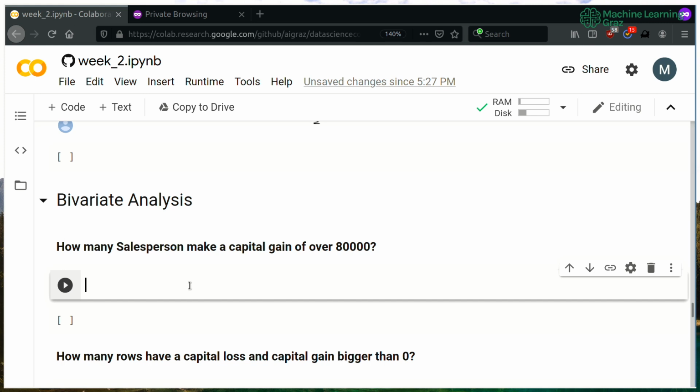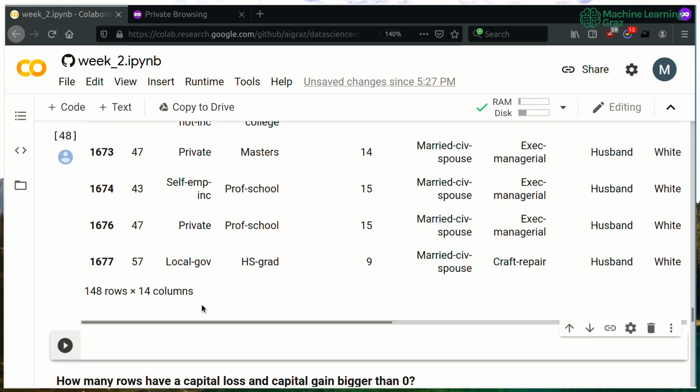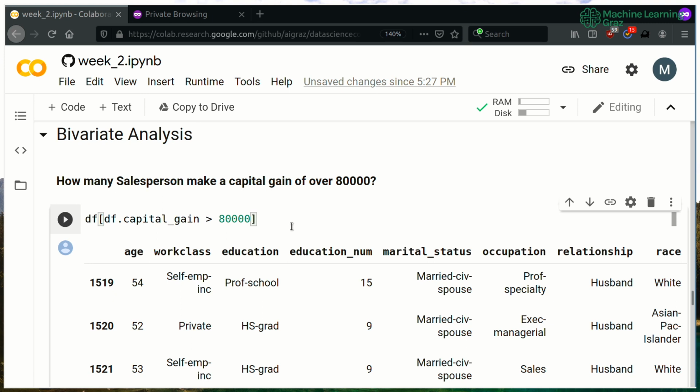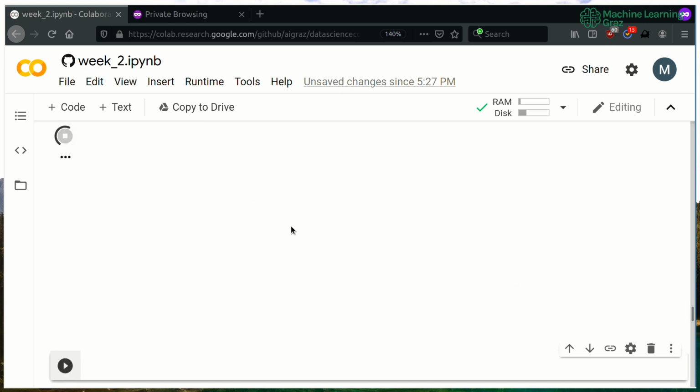Now, Bogdan, can you tell me one solution we could do? So as before, we already saw that you can start with writing a query. df capital gain bigger than 80,000. Okay. And then we are interested in occupation and the amount of those occupation. So we can do occupation dot value counts.